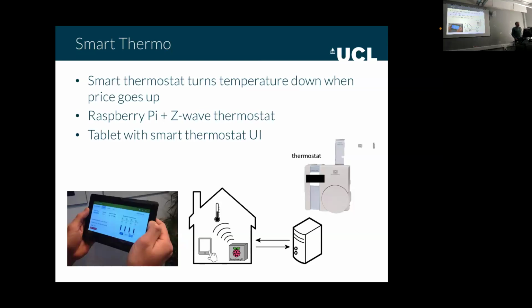Here we got a bit more ambitious, so we used again the simulated pricing based on availability of green energy, but we actually linked this to a Raspberry Pi thermostat that we installed in participants' homes. So the temperature in participants' homes was actually controlled by our intervention. And essentially the idea was to turn the heating a bit lower when the price goes high, taking into account the participants' preferences.